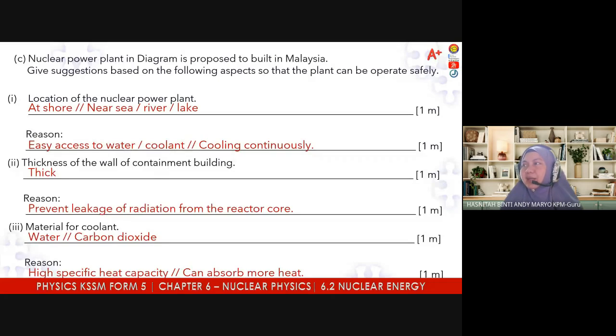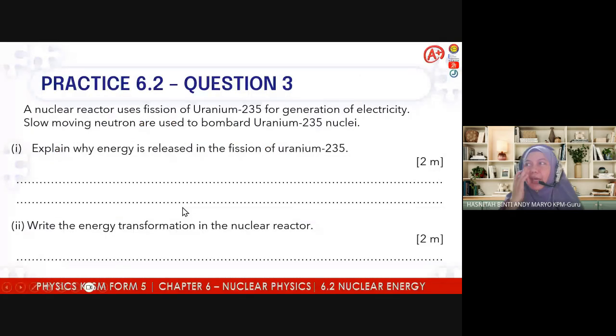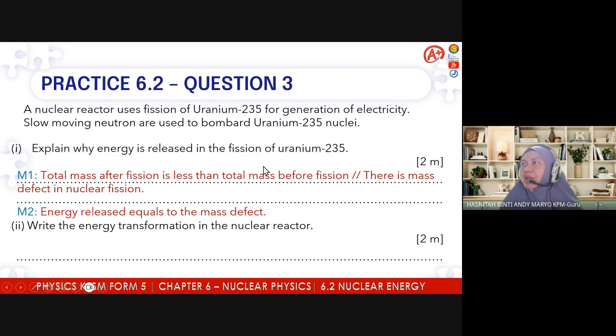Next, students. Question 3. A slow nuclear reactor uses fission of uranium-235 for generation of electricity. Slow-moving neutrons are used to bombard uranium-235. This is the statement you are given. First, explain why energy is released in fission of uranium-235. Total mass after fission is less than the total mass before fission. So there is a mass defect in the nuclear reaction, and this mass defect is converted into nuclear energy.